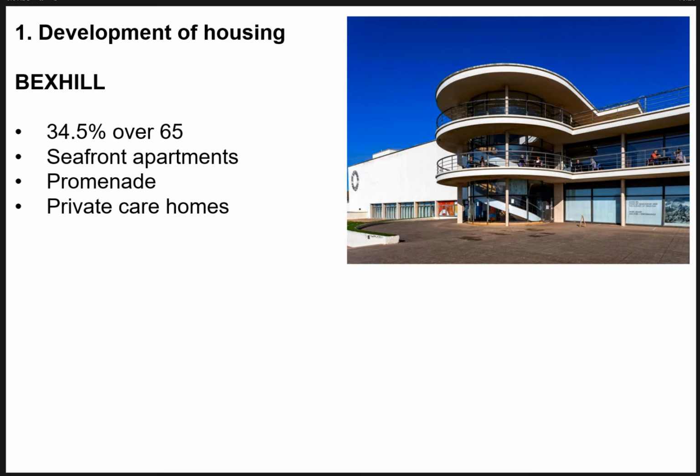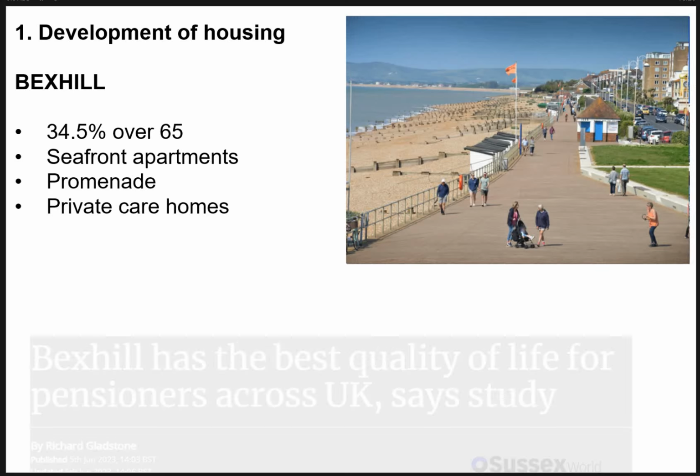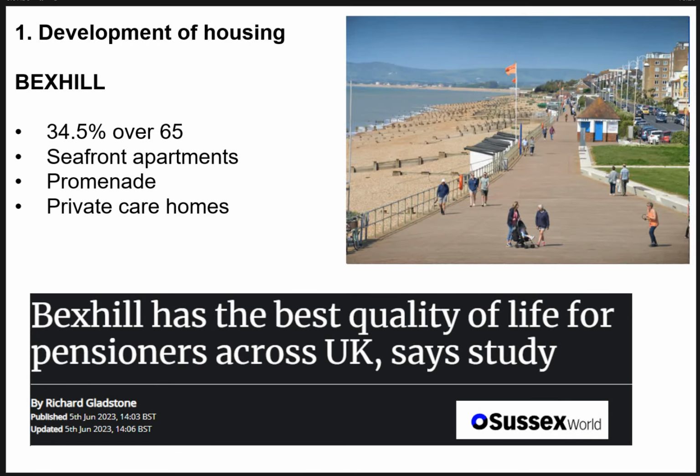There are seafront apartments there. There is a promenade, but also there is lots of private care homes. So that is not to say that everybody over 65 is in a private care home. Many of the over 65s living in Bexhill are in their own accommodation. But what's interesting, a recent study, only a few years now, actually 3 years now, Bexhill has the best quality of life for pensioners across the UK.